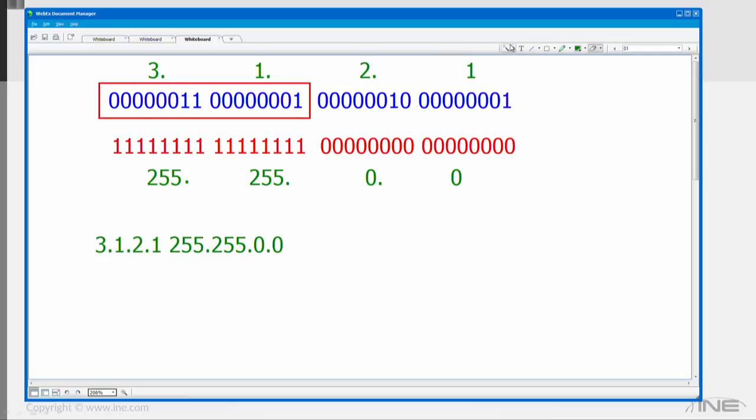So that's why all modern systems today have a subnet mask paired up with their IP address, because that tells the system where that dividing line is between network and host.